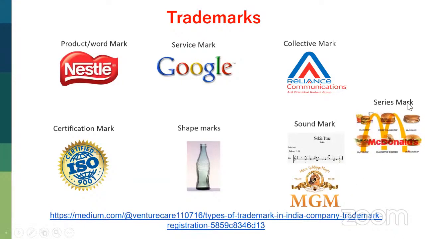And not only that, there is another mark under the trademark, which is called a series mark. Series mark means, you can see McDonald's products all start with Mc, Mc, Mc. After this Mc word come McChicken, Mc cold drinks, Mc toast, and so on. They are called series marks, and they are all protected under the trademark category.